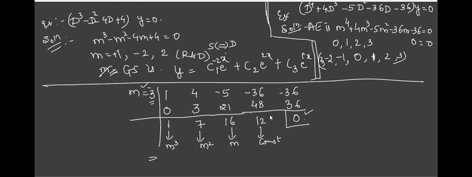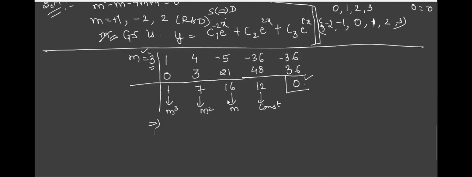See how I'll write. Use this and write the equation. This is 1 into m cube, means m cube plus 7m square plus 16m plus 12. Am I correct?